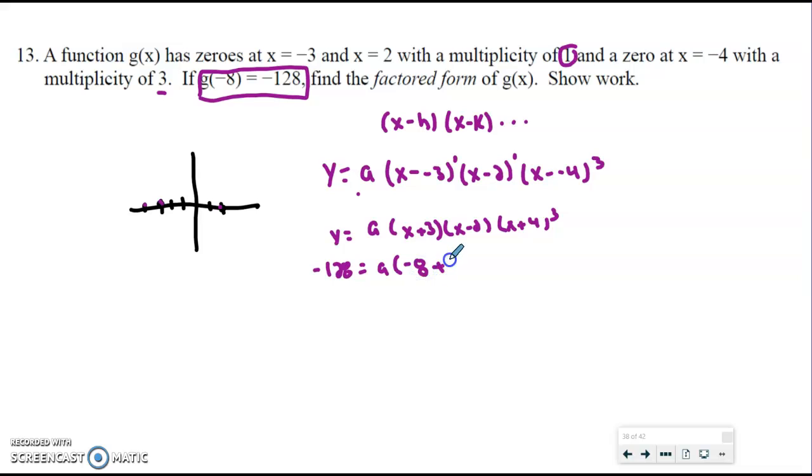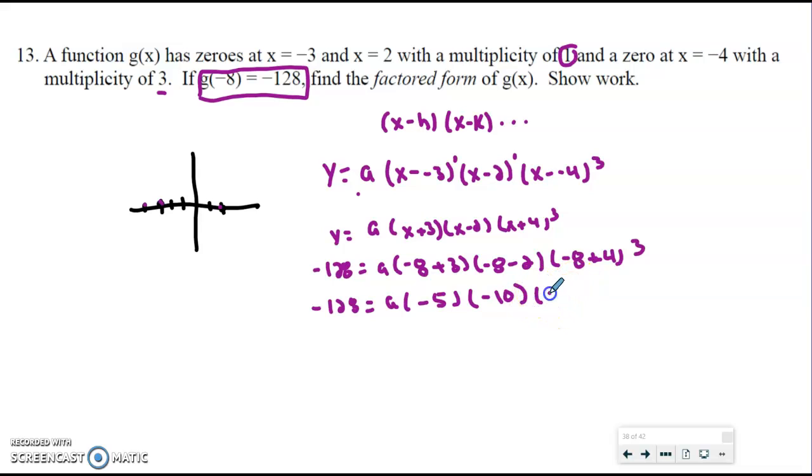So I have -8 plus 3, and then -8 minus 2, and then -8 plus 4, and that is going to be taken to the third power. Now I'm just going to do some math here. I have -128 equals a, times -5, times -10, and then -4 to the third. If I do -4 to the third, I get -64. So I have -5 times -10 times -64.